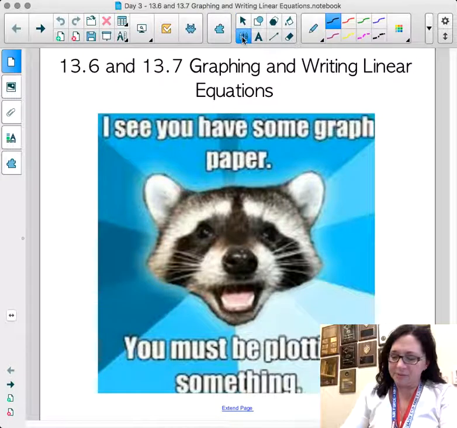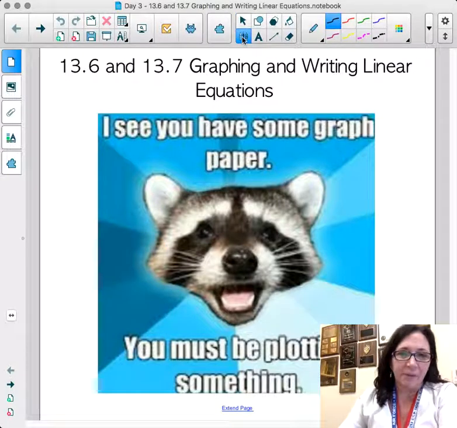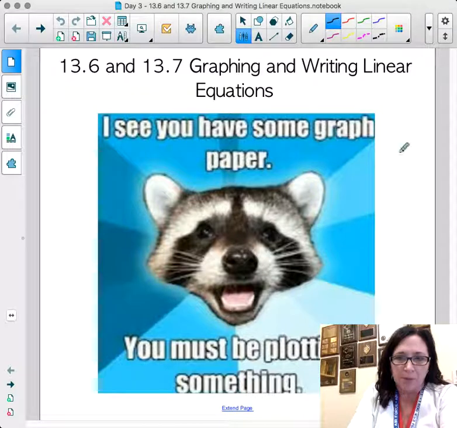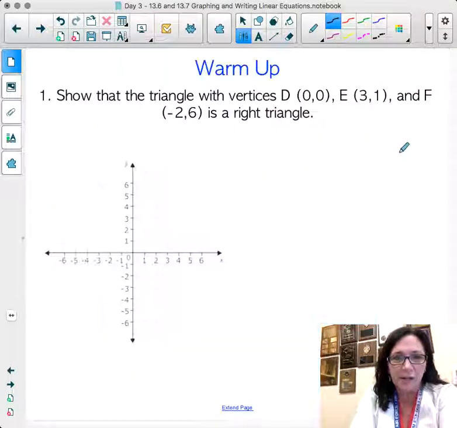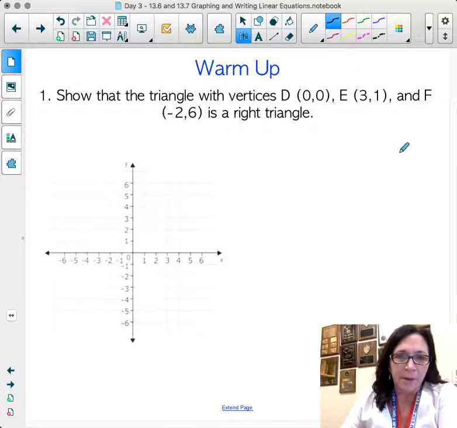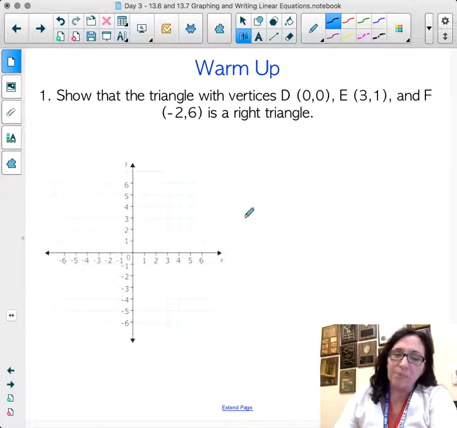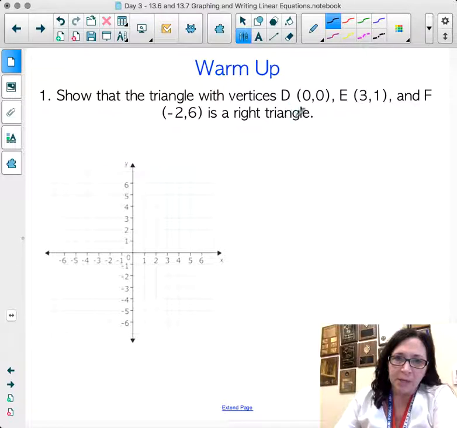Hi everyone, today's lesson is on graphing and writing linear equations for geometry students. So let's get started. We'll start with a warm-up, and this chapter is basically on coordinate geometry. So this is a coordinate geometry question.